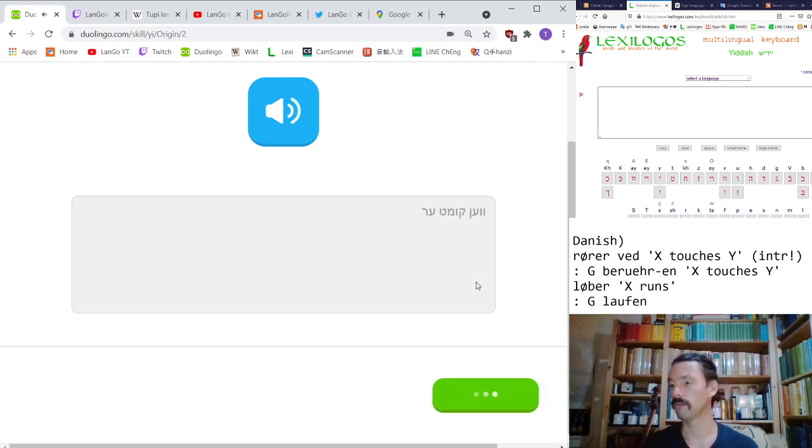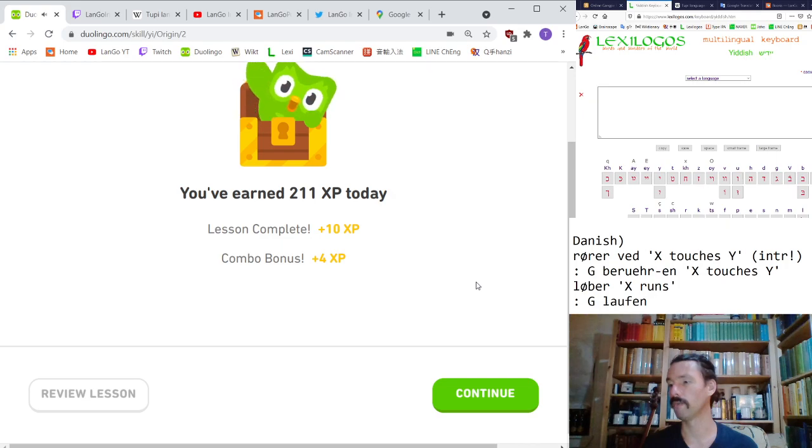When is it coming? The computer is... Yeah, that works.